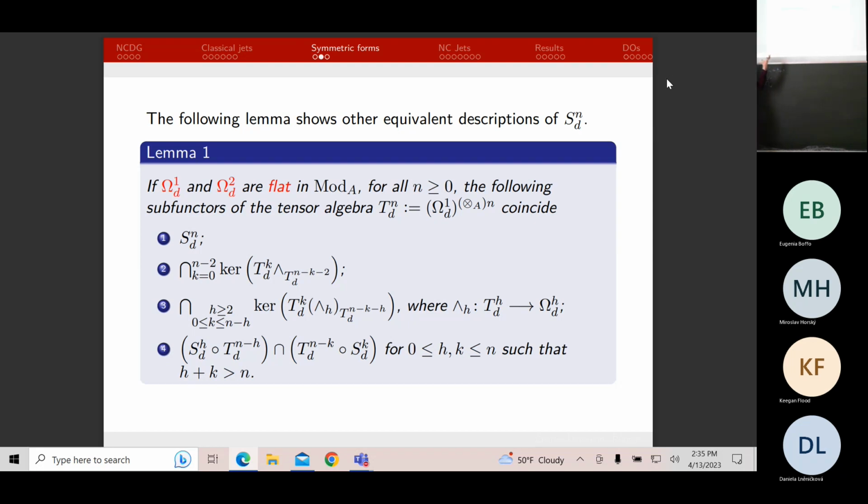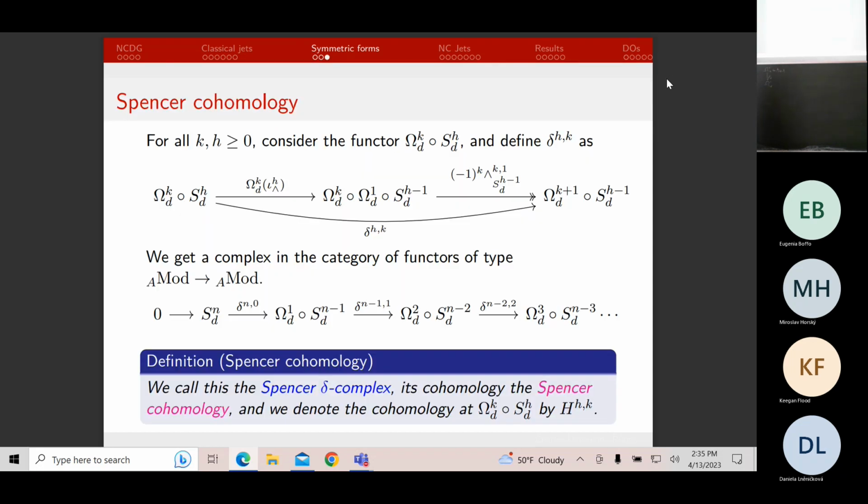So this corresponds precisely to the classical situation. So why did we choose the inductive definition then, if this one is maybe more intuitive? The reason is that the inductive one is the only one that gives us automatically, without any further assumption, the so-called Spencer complex. How does it work?